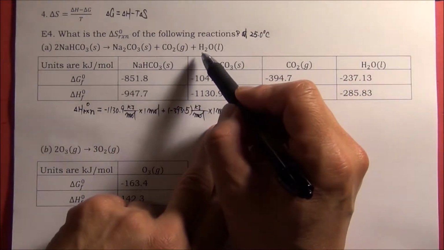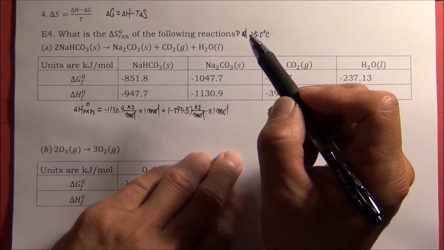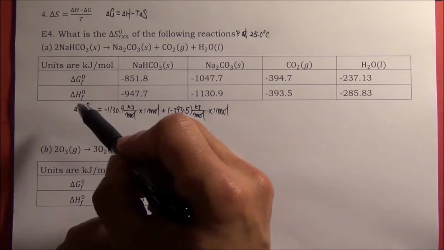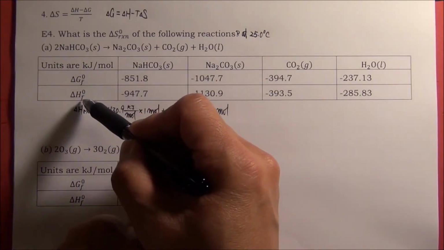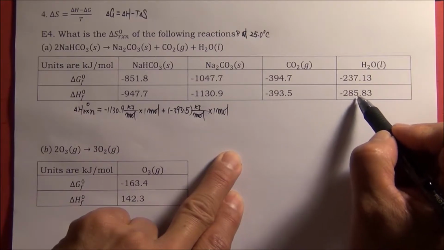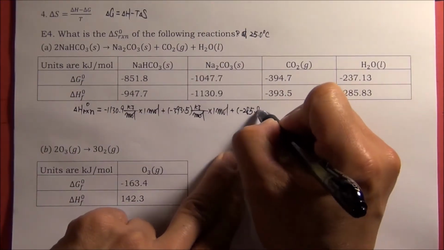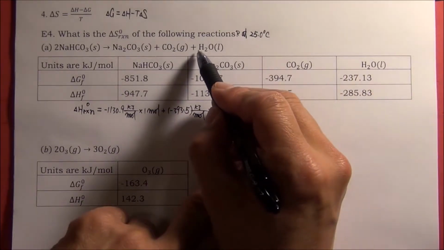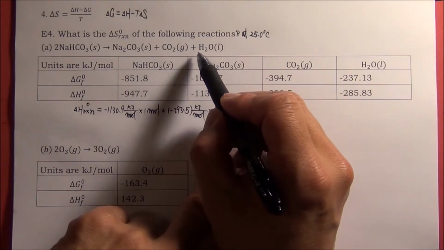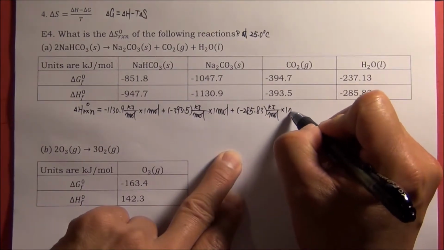The last product of this reaction is water liquid. Again, we will look up the table to find the standard enthalpy of formation of water liquid, which is negative 285.83 kilojoule per mole. And the coefficient in the balanced chemical equation for water liquid is 1, so we multiply by 1 mole.